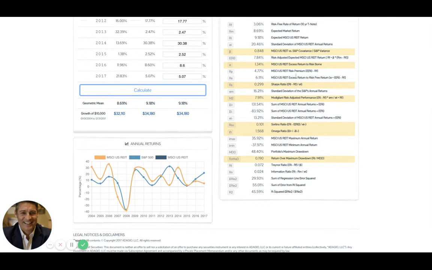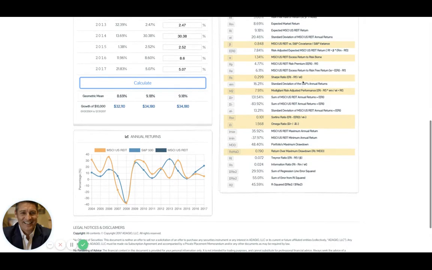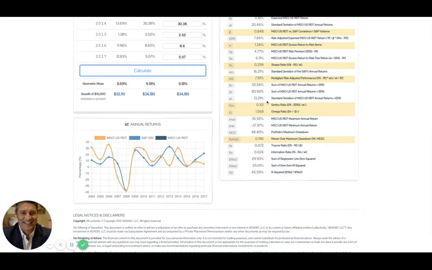Below alpha, we've got just the risk premium. That's the expected return minus the risk-free rate. Then we have the excess return to the risk-free rate, which is 6.11. Obviously, you get that from subtracting the average from the risk-free rate here. And you'll see the calculations are defined next to the description. Sharpe ratio, which tells us the difference between the expected or average performance and the risk-free rate divided by the standard deviation, is 0.299, 0.3. That's not great. I think a Sharpe ratio of 1 is sort of the beginning of good, as I would define it.